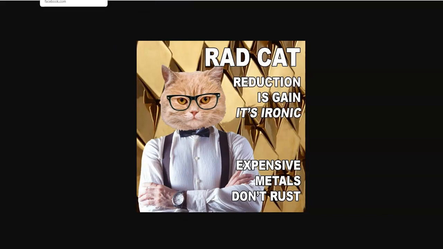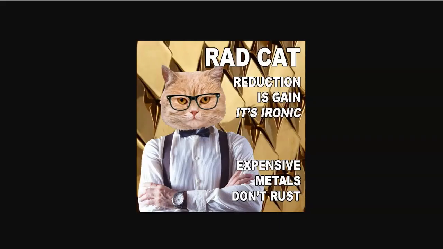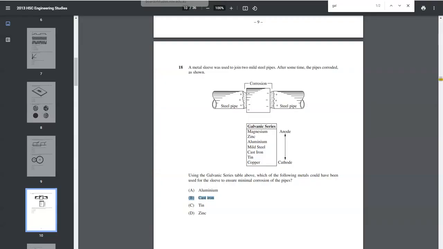What are some other examples? Well, probably the classic example is don't use graphite on external steel. If you have a steel beam, don't write on it with graphite, because graphite, we saw, is very cathodic, more cathodic than steel, mild steel, which is right down here. So the graphite is going to steal electrons from the steel. It probably won't be enough to cause it to fail, but that's why we don't draw on steel with a graphite, sharpened pencil. Anyway, that question, I remember being hotly debated.